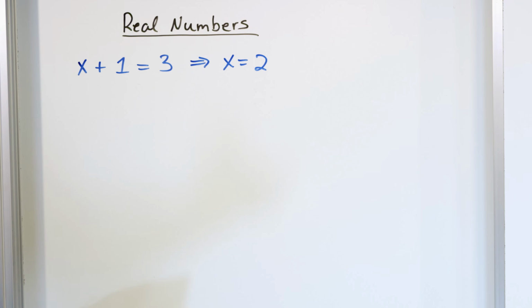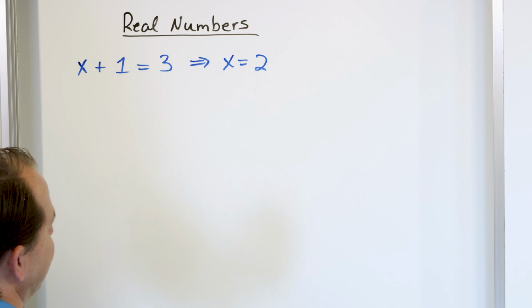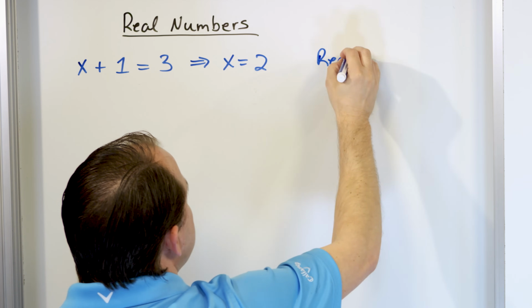Now, what kind of number is 2? Well, it's a real number. Of course it's a real number. What kind of number is it? It's a real number. I'll put that down. But it's a positive number.